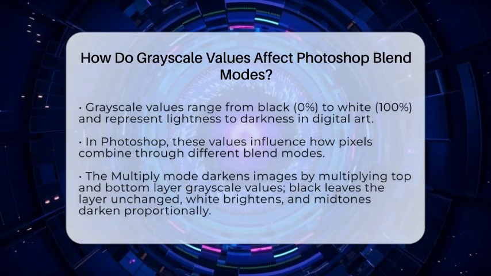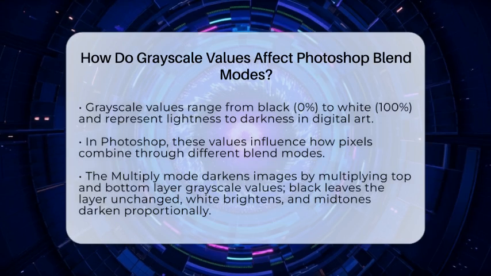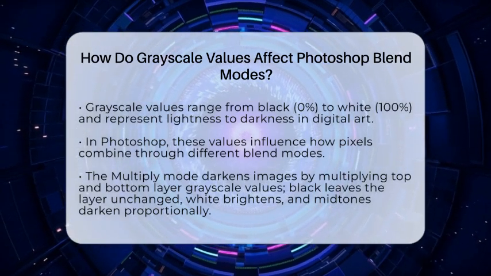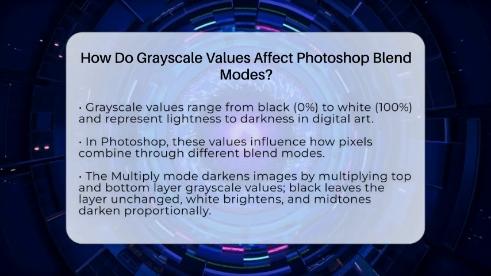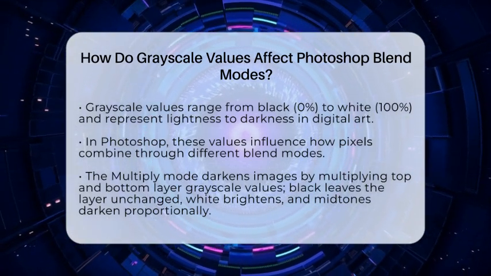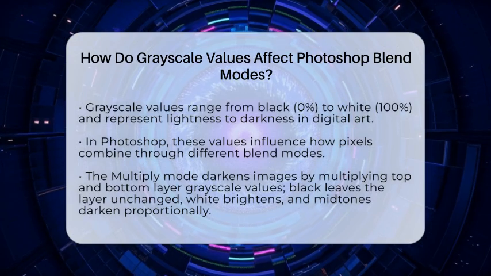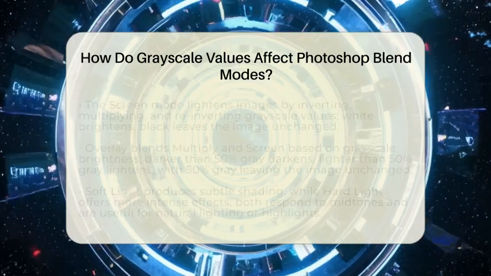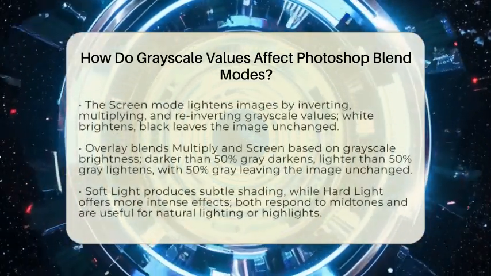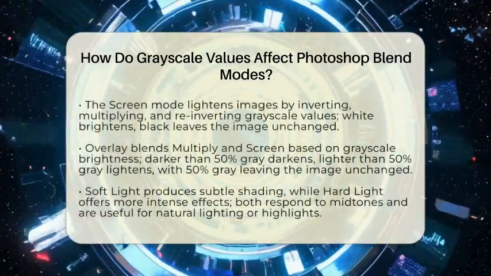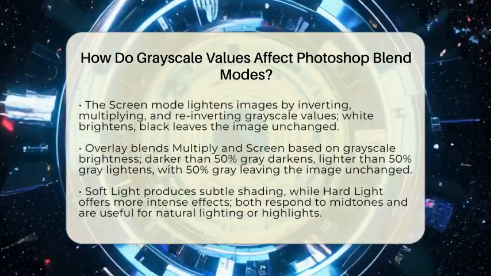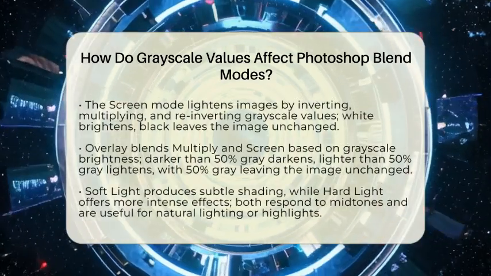Take the blend mode called multiply. It darkens your image by multiplying the grayscale values of the top layer with those underneath. If the blend layer is black, it turns the result black, because black times anything stays black. If the blend layer is white, it leaves the base layer as it is. Midtones, like 50% gray, darken the image proportionally. This makes multiply perfect for adding shadows or shading without changing your colors.